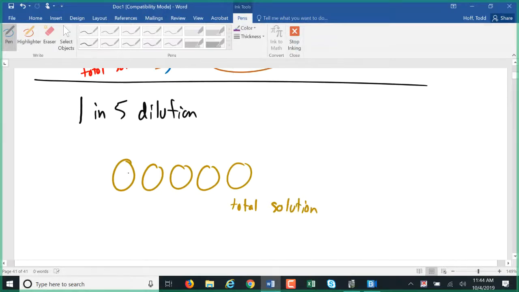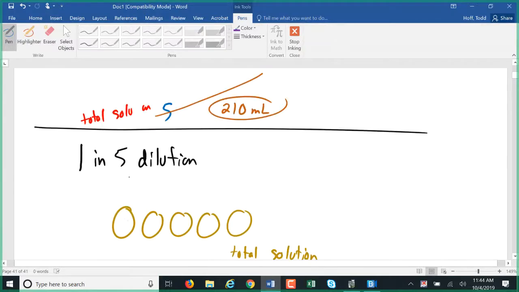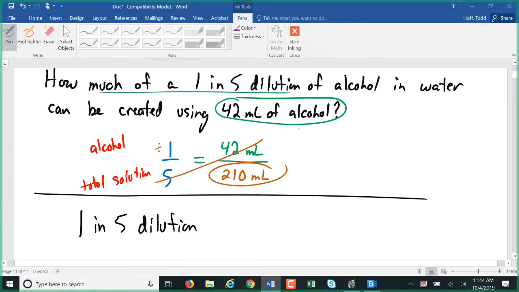So how did you get that second part of the fraction? Over here? Okay, so 1 represents alcohol, the parts of alcohol. The 5 represents the parts total solution. But in our problem, we're given 42 milliliters of alcohol. So that matches up with the alcohol, so that's why the 42 goes on top. Milliliters. Find this number down here.